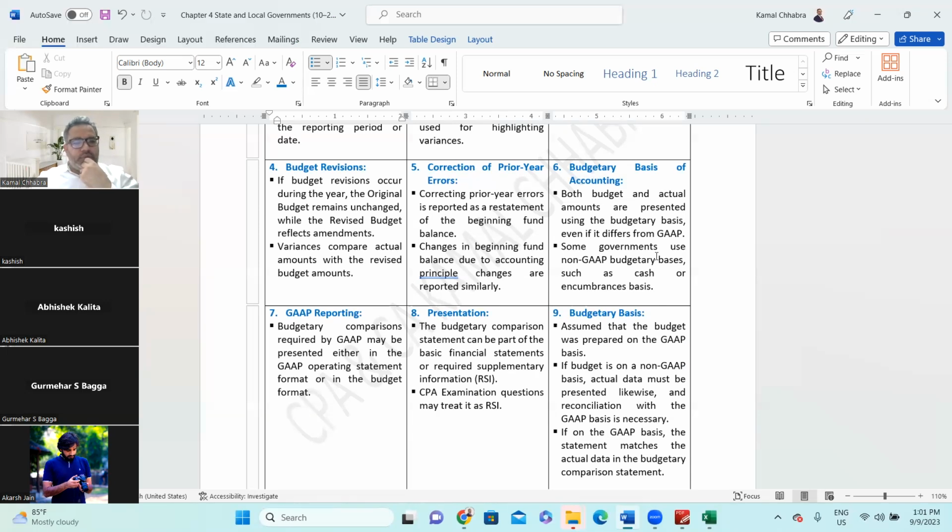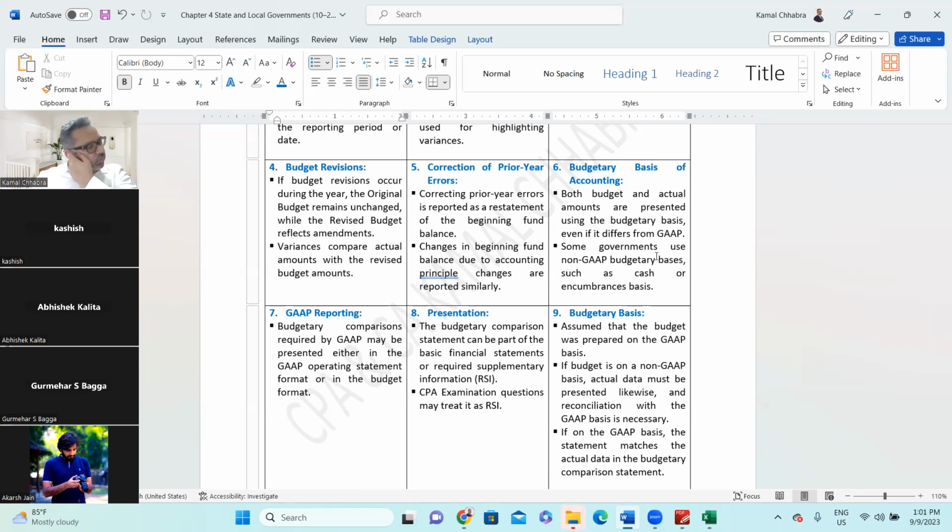Kashish, Ayush, Agars, would you like to add anything? The prior period errors are basically omissions and misstatements in the entity's financial statements. What is omission and error?